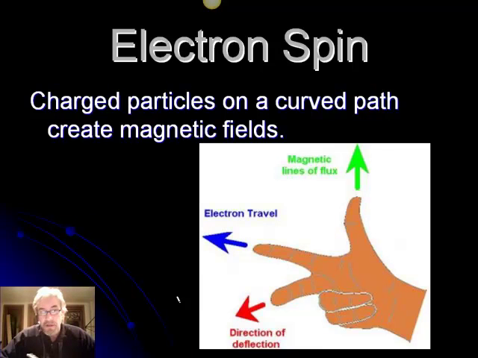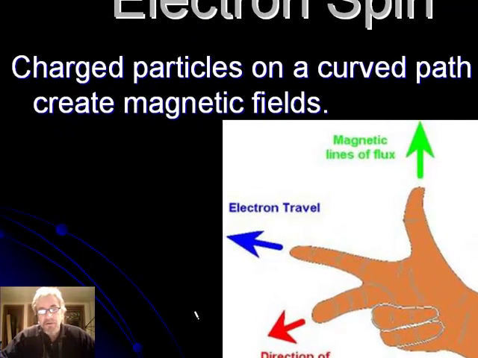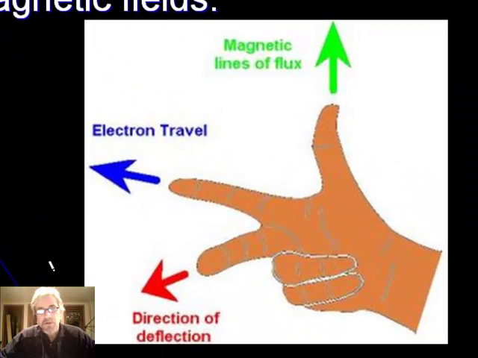Charged particles, like electrons, when they're on a curved path, create magnetic fields. When you were a kid, maybe in a science class or as part of a project of some kind, you may have created an electromagnet by winding wires around and around. If you take the fingers of your right hand, this is called the right hand rule, and you point your index finger in the direction of the electron travel, where the electrons are going, and you curve them in the direction that the curved path is following, your thumb will point towards magnetic north.